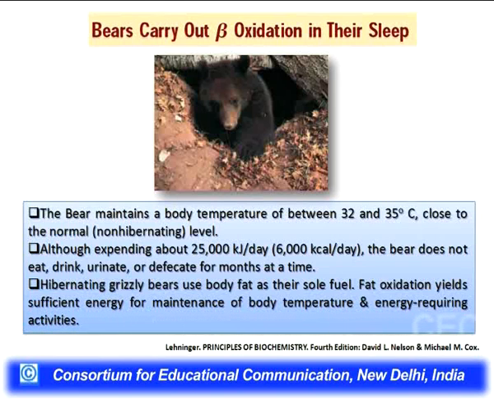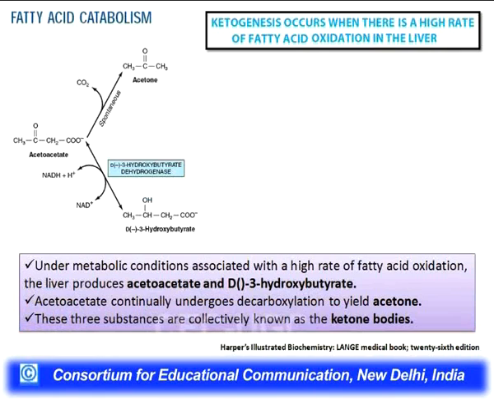All the fats which the bear has stored and preserved in its body, it utilizes during the hibernation process, degrading these fatty acids to release energy. This energy is then utilized for maintaining its body temperature between 32 to 35 degrees Celsius, and is subsequently utilized by the various energy-requiring steps or metabolic pathways.